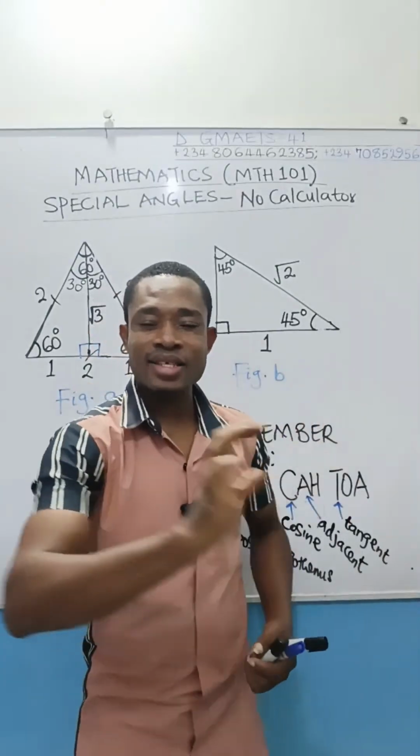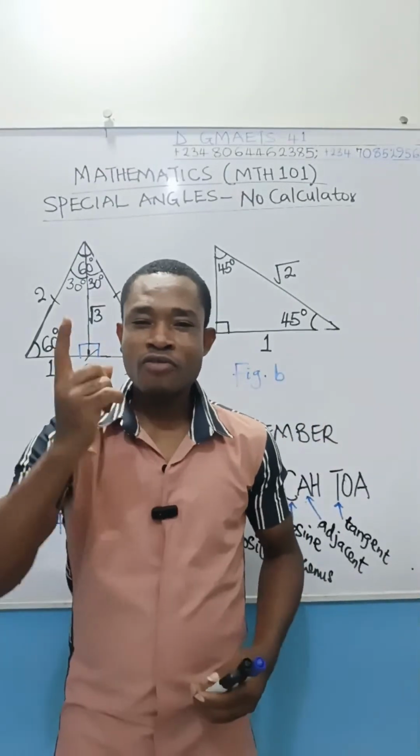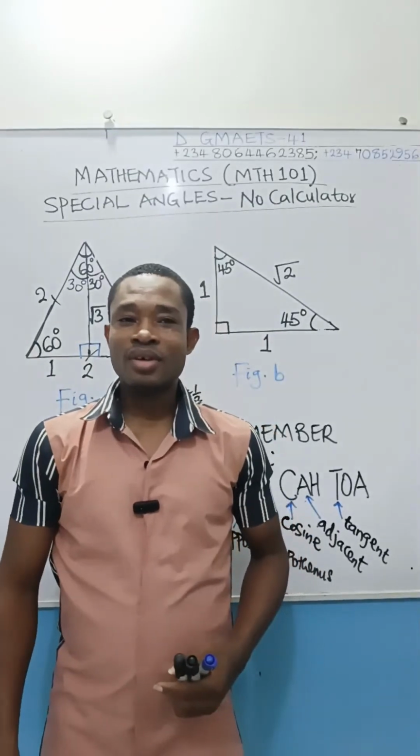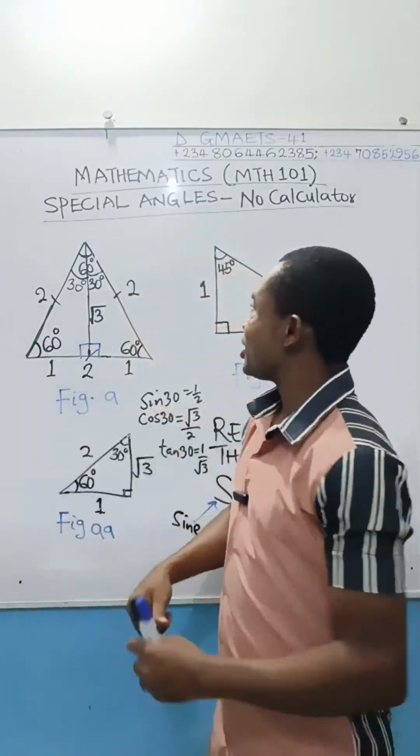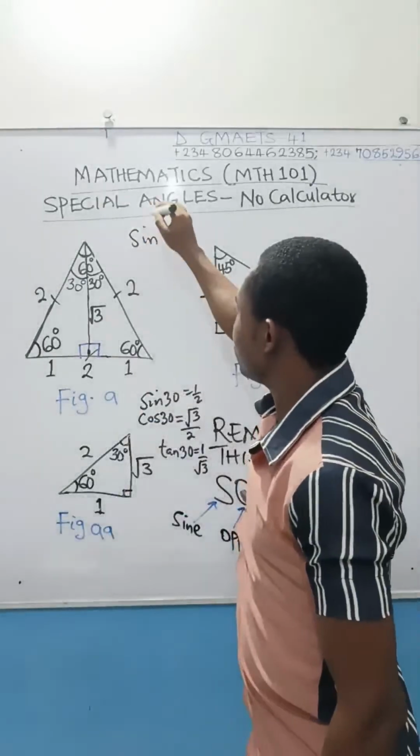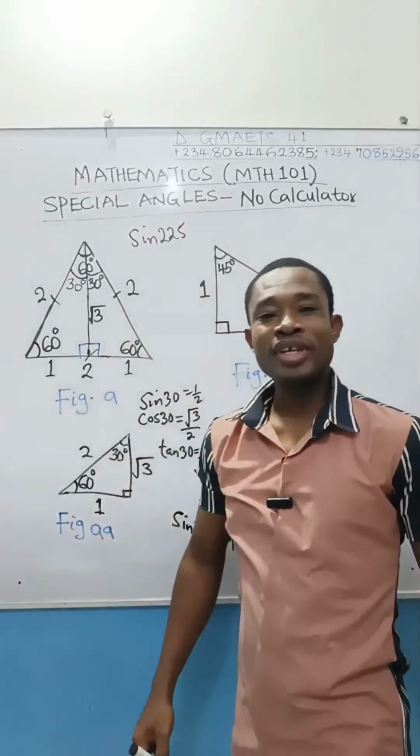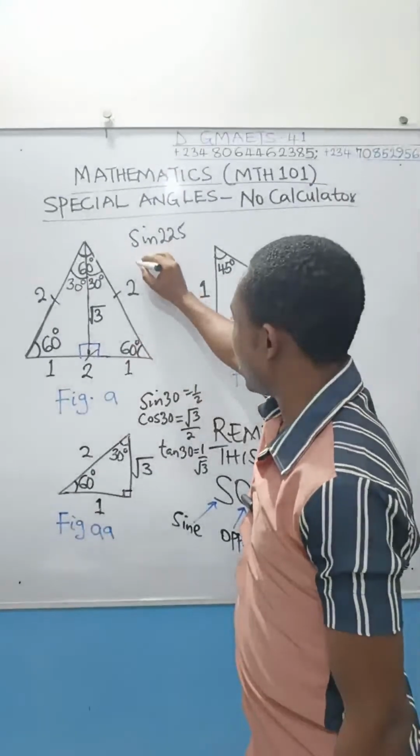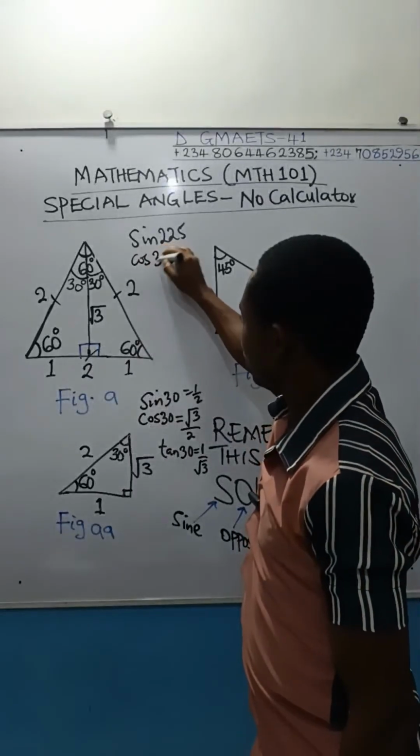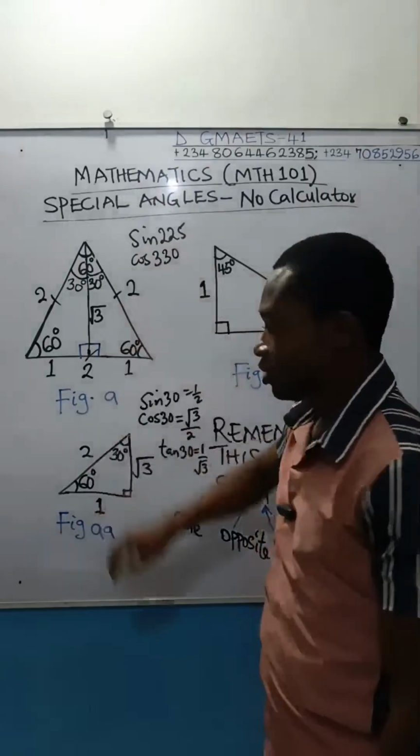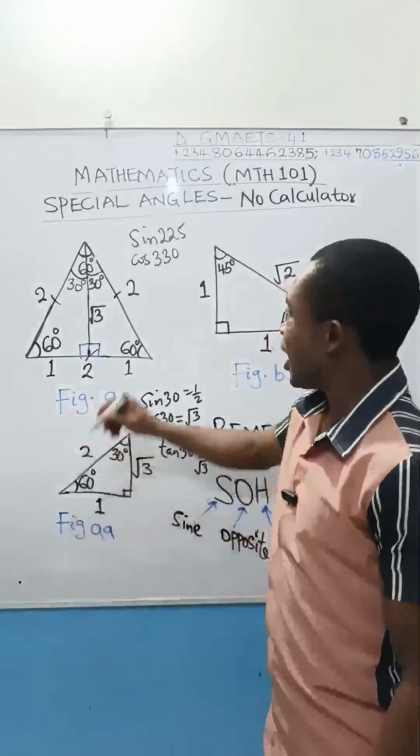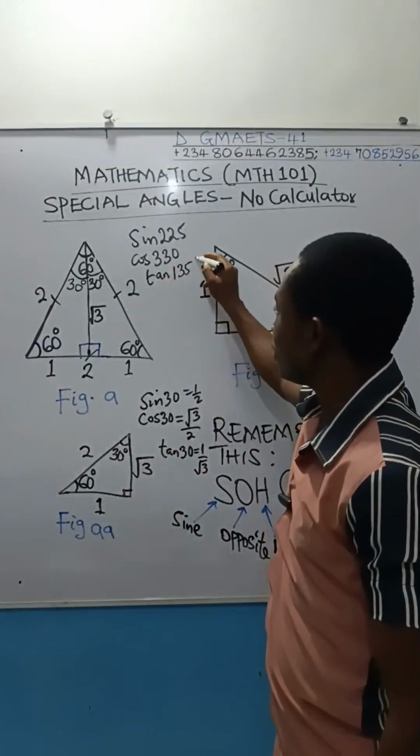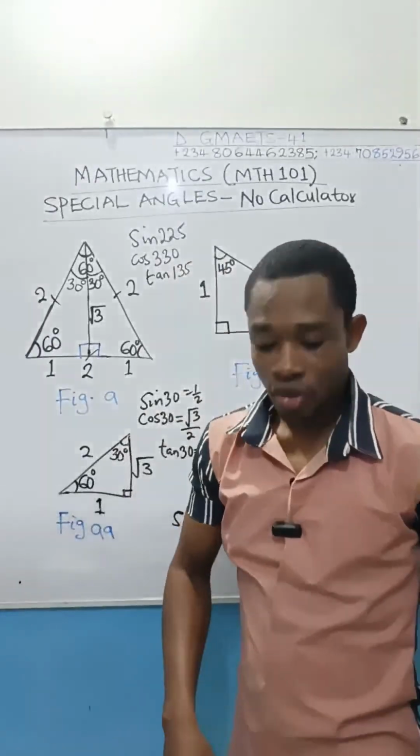When we are done with that class, that will prepare us for real questions on things that you are meant to know. Imagine that I ask you to evaluate sine 225. What would be the answer without calculator? Imagine I ask you to evaluate, let's say, cos 330. What would be the answer? Imagine I ask you to evaluate tan 135. What will be the answer without calculator?